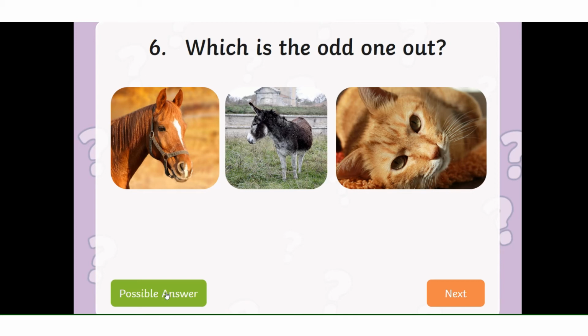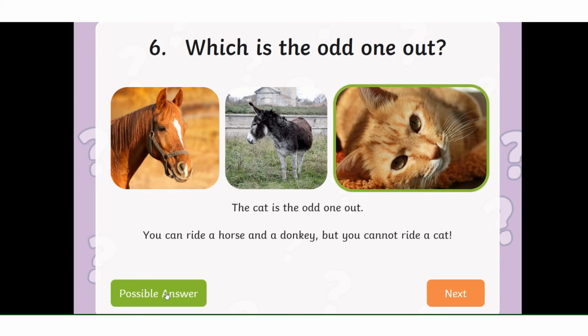Shall we see what they thought? They did choose the cat. The cat is the odd one out, but this is their reason. You can ride a horse and a donkey, but you cannot ride a cat. That's a good reason, isn't it?